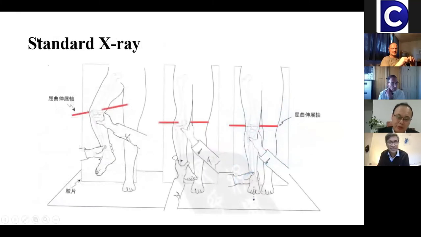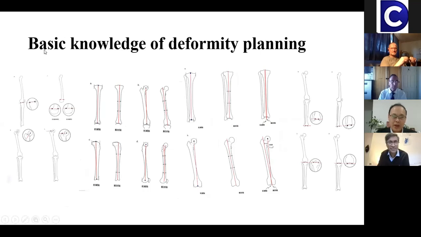So before the evaluation, before the planning, we must have the standard X-ray. For the standard X-ray, we can team up with the radiologist and make the standard X-ray, and then we can clean the deformities. We have the deformity planning of the basic knowledge.